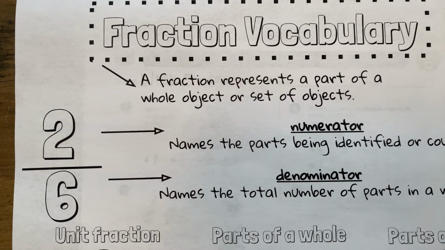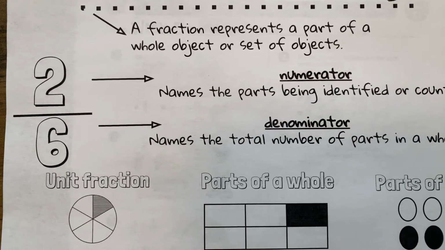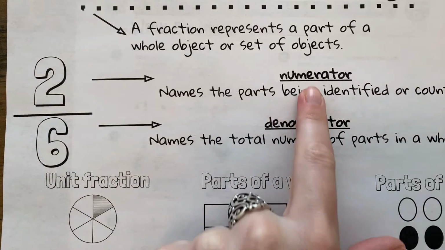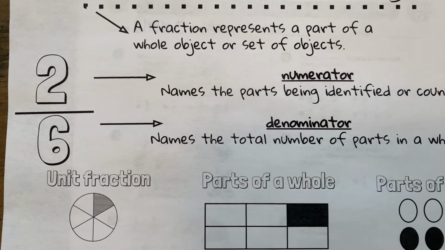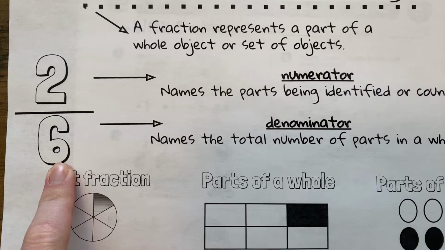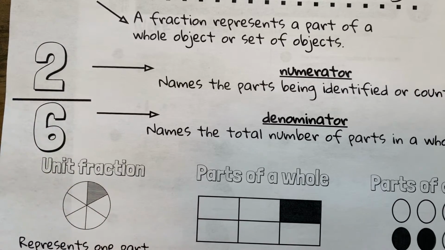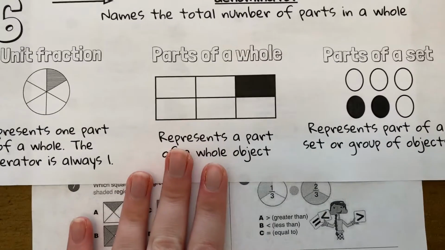Okay, so if we're talking about pizza and you say, I ate 1/2 of the pizza, you didn't eat all of it, you ate half of it. There are two parts to a fraction. We've got the top number, which is the numerator, and that names the parts being identified or counted, like how many pieces of the pizza did you eat. The bottom number is the denominator. That's the total number of parts there were. So how many pieces of pizza were there? There were 6. And how many did you eat? 2 of them.